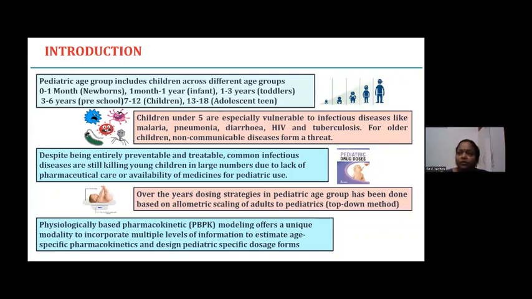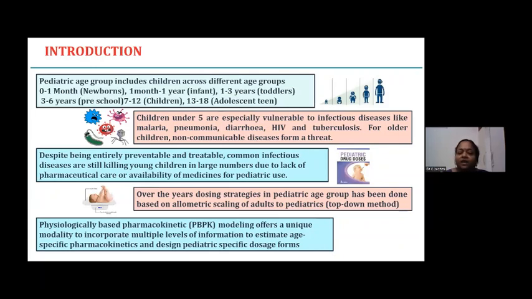So are we not having the medicines at all? No, not like that. Over the years, dosing strategies in the pediatric age group have been based on allometric scaling, that is, based on weight, body surface area, and height, from adults to pediatrics. So that we relate from the adults to the pediatrics, that is called the top-down method.